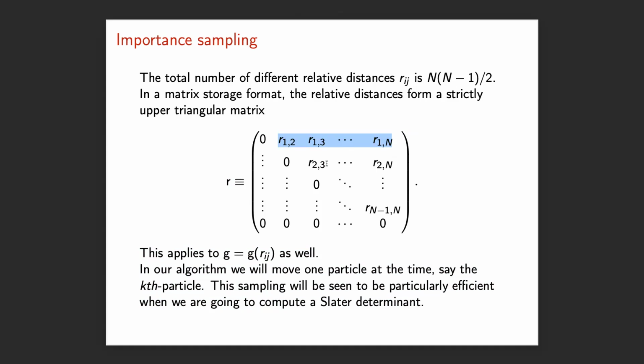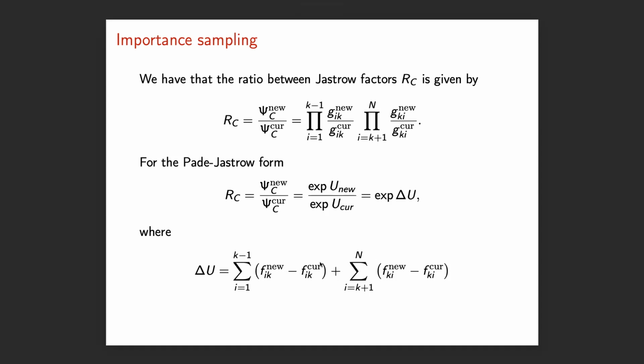So just keep that in mind when you are moving particles. We would typically move a particle at a time, because that normally gives a more efficient code. So we will move one particle at a time, and suppose that you have the k-th particle. This sampling will be seen to be particularly efficient in project 2, if you want to include a Slater determinant. So these are just technicalities. It's not very exciting, but I'm listing them because these are things you could think of when you are encoding the correlated part. Especially if you have more than 10 particles, then this is going to be time consuming.